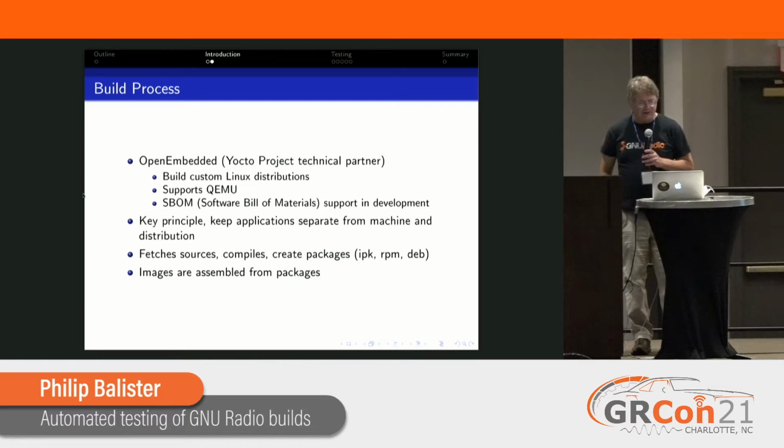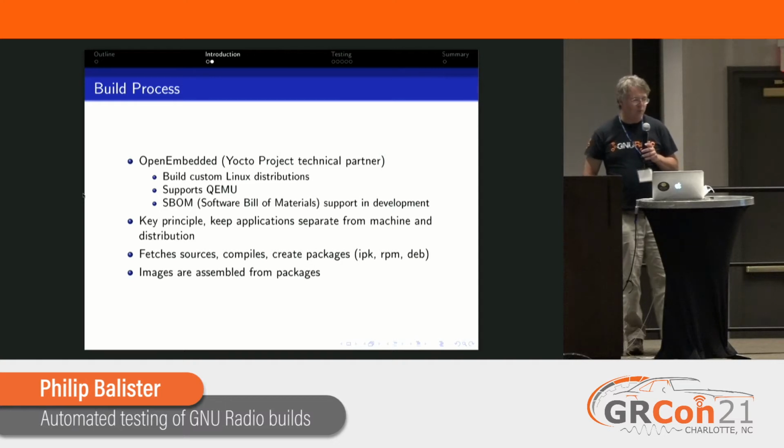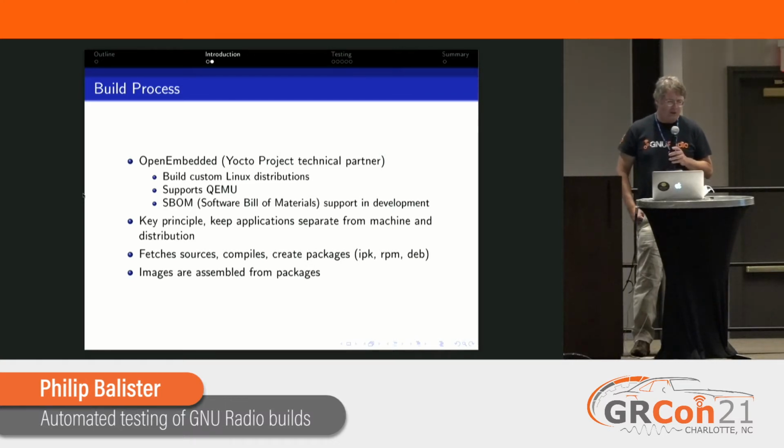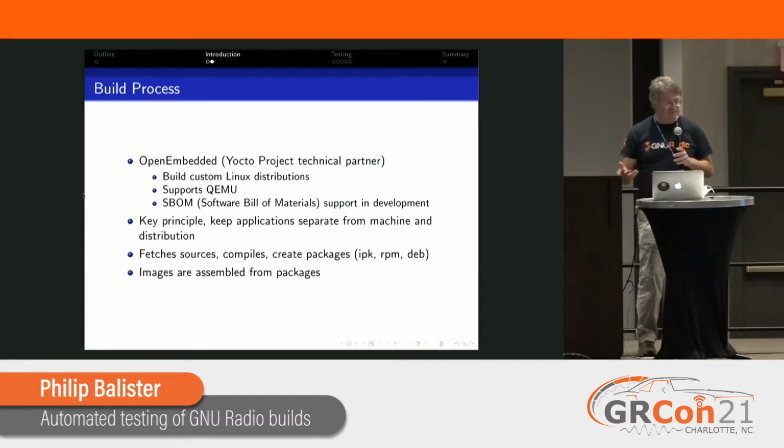OpenEmbedded has a key principle: keep what I'll call your application code separate from your machine and your distribution definition. For the purpose of this, we'll call applications the user space code, basically your root file system. The machine code is the kernel and other software packages required to support your specific hardware. And distribution is basically a small set of policies and very specific stuff like, do I support X or not? Do I have displays, things like that. It will fetch all your source, compile it, create packages in various formats, and then assemble images from these packages that you've created.